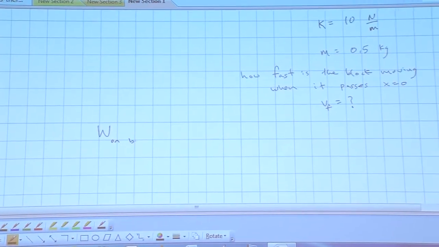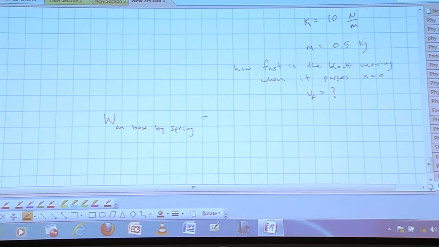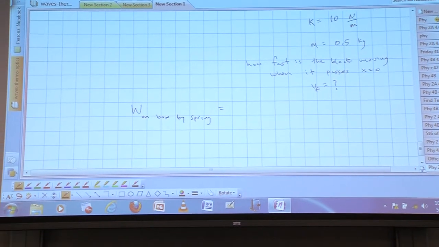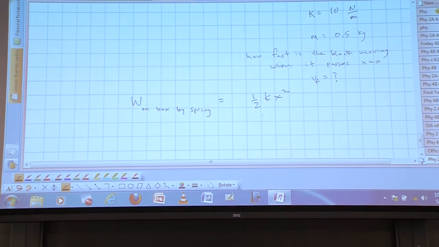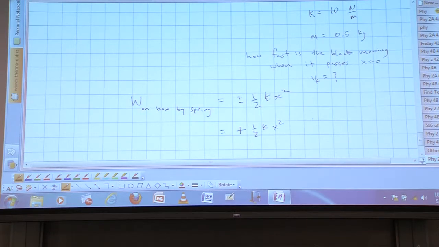Okay, so have we found how much work the spring does on the box? It's going to be plus or minus 1/2 kx squared, right? The work done by a spring is always plus or minus 1/2 kx squared. What is it in this case? Positive or negative? We already said it, right? Positive. Because it's pushing, right? The spring force is this way, and delta x is this way, so they're both in the same direction. Positive work.